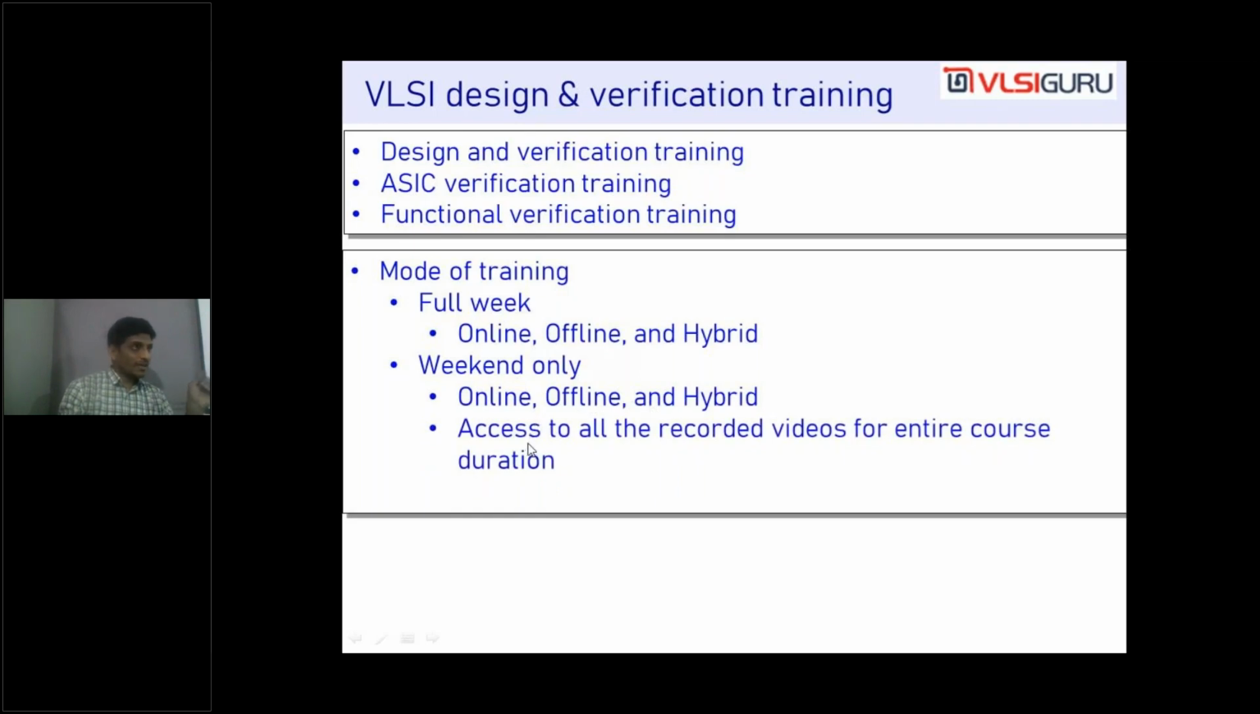Because they are only attending weekends, we cannot do what we do for full week. Can we do the same thing in weekends? Difficult, right? It's very difficult. What I do for 6 days, full week is 6 days, I cannot do the same thing in 2 days. So as a compensation, we provide them access to all the recorded videos of the entire course duration.